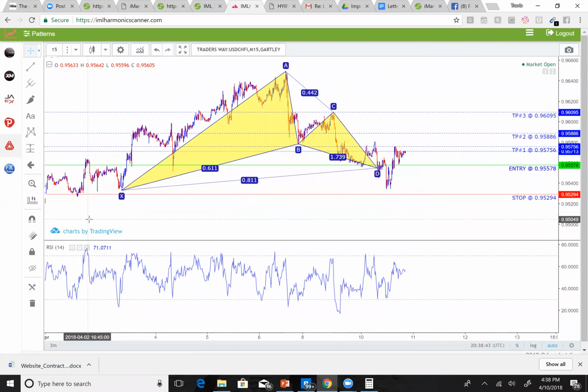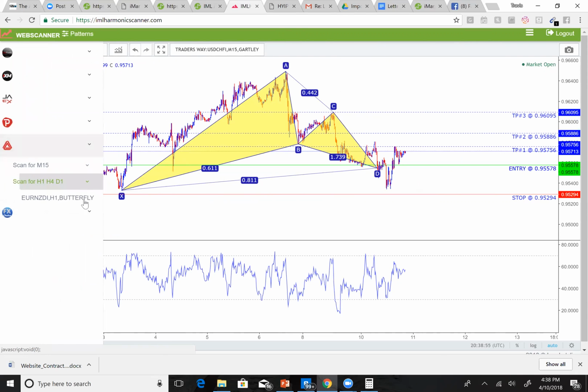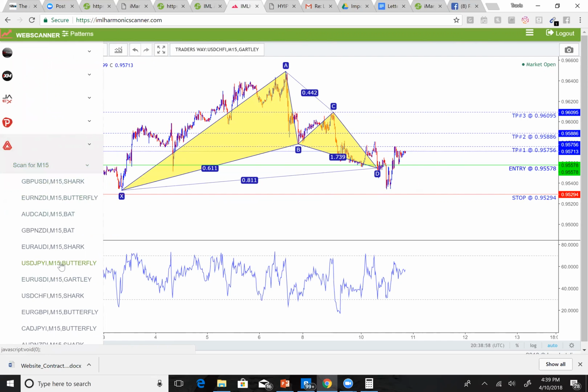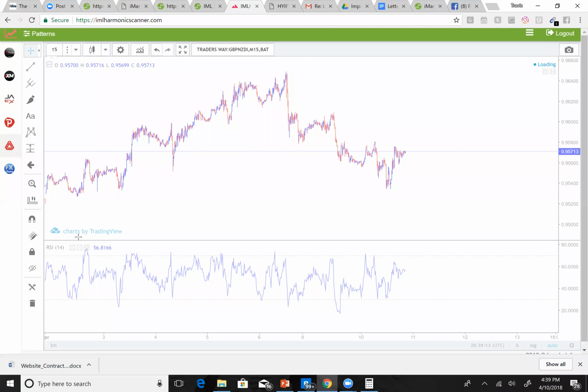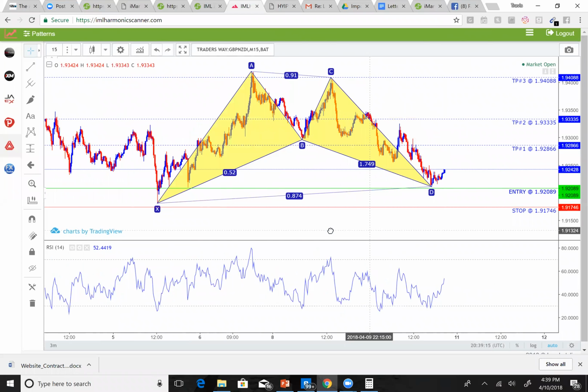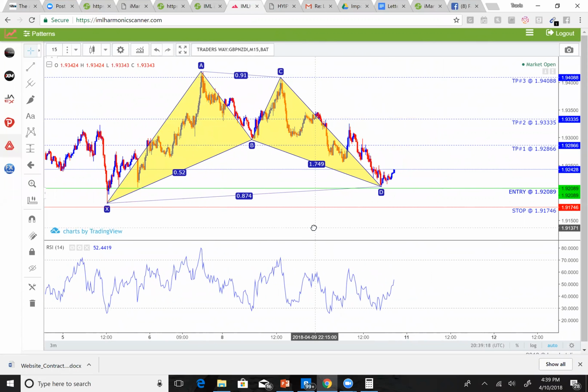Watch the videos in IML Academy that talk about the harmonic scanner so you can understand what each pattern means and what they're expecting when these patterns hit. When I look right here at this 15-minute scanner, or any scanner, I see the pair. They're telling me what time frame chart they're looking at, and then what type of signal is being formed. For instance, here's a bat signal. I click on bat. I like bat signals, and that's why you need to watch the video to understand what bat signals are.